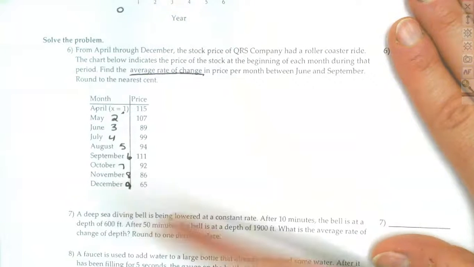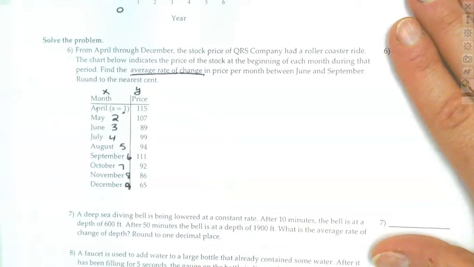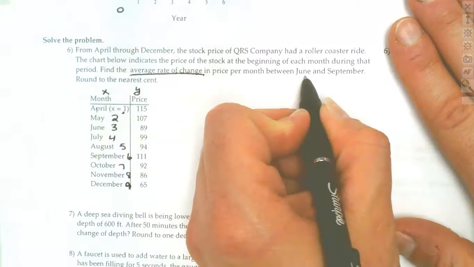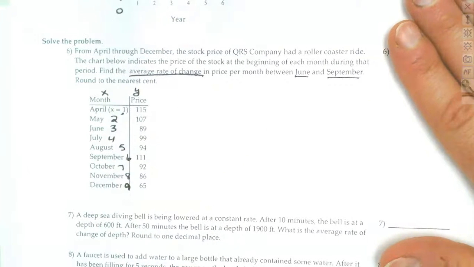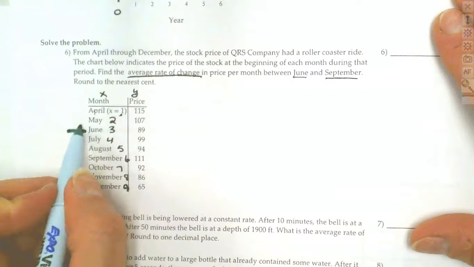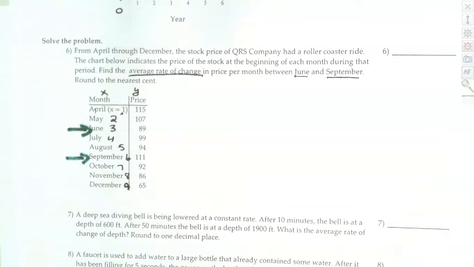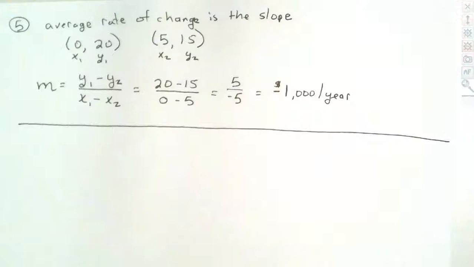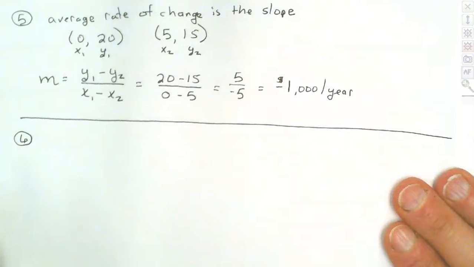Again, so that's your slope. And this is your x value, and this is your y value. And we want to look at the average rate of change between June and September. So we need to find our values. We want June and we want September. So let's make our ordered pairs and apply our formula.